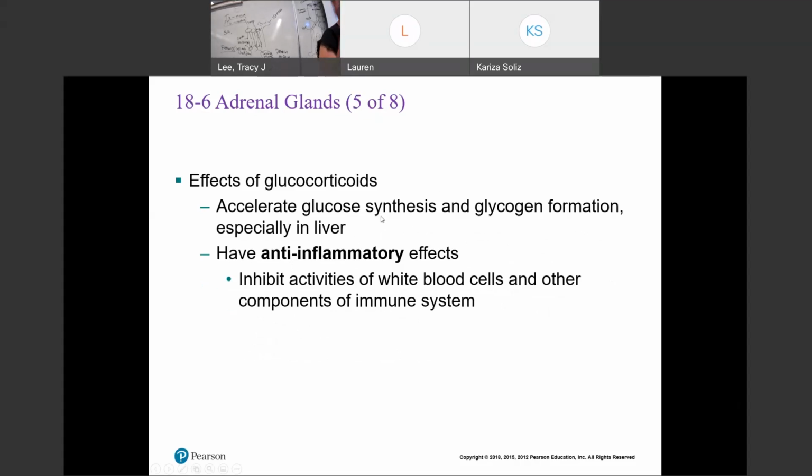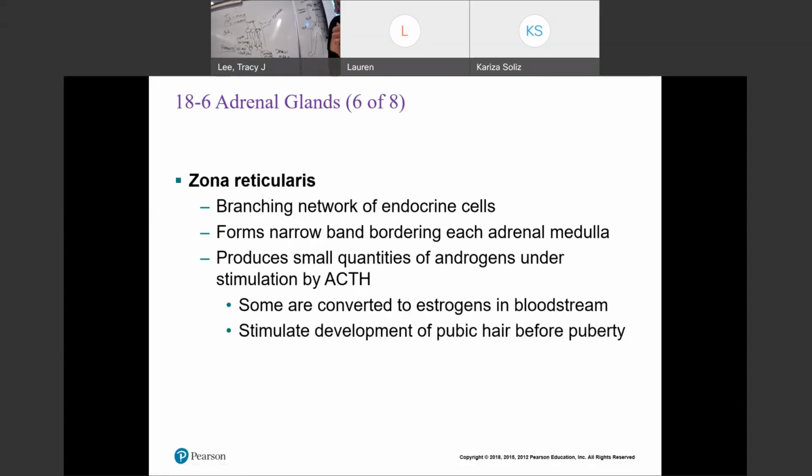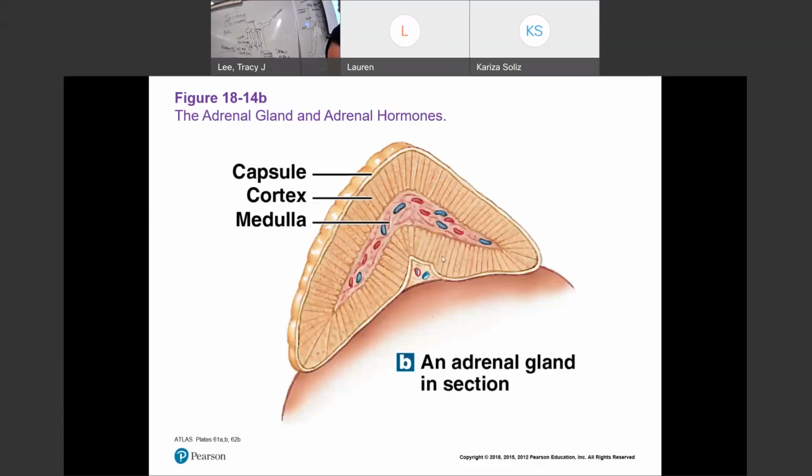Glucocorticoids, again, create more glucose. So we go get it from glycogen, we can restore it as glycogen, and we can see it deposited as fats. Zona reticularis, that's that innermost layer. And we said it really affects our androgens, right? Androgens, estrogens, those gonad areas.